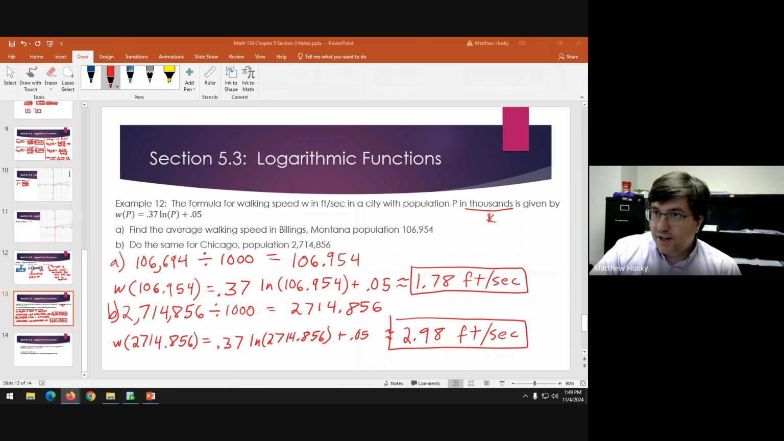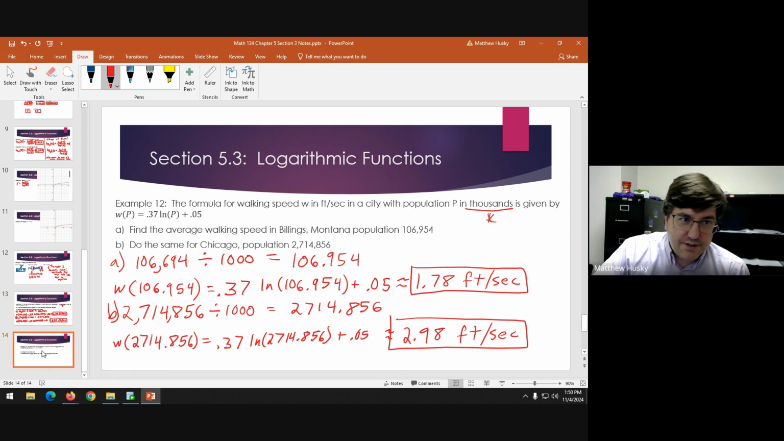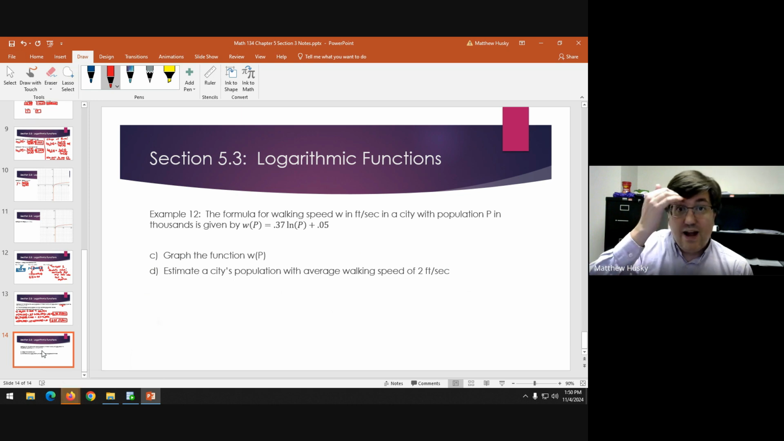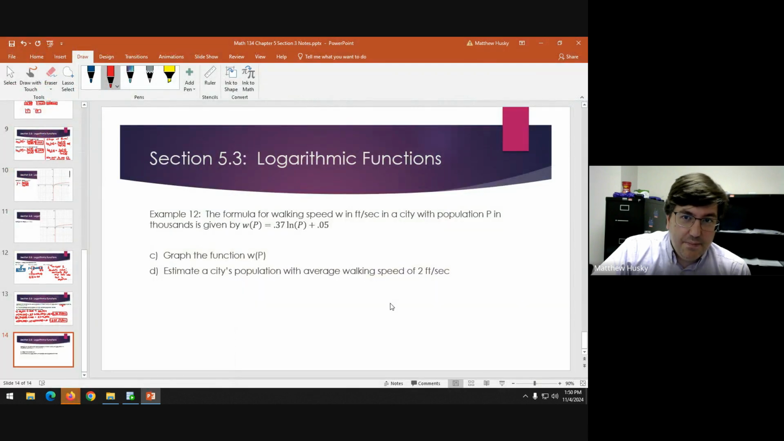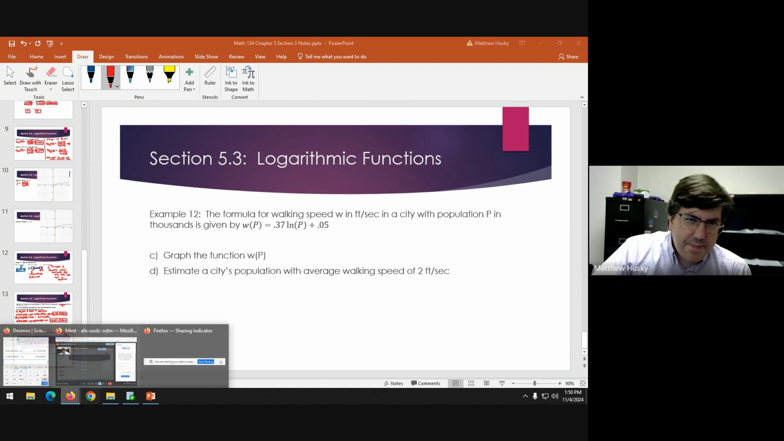We'll move this thing over here. Maybe that way it won't block your view of what I've got going on here. Then let's see what we have for the last two parts of this. Graph the function and then estimate the population of a city with that walking speed.